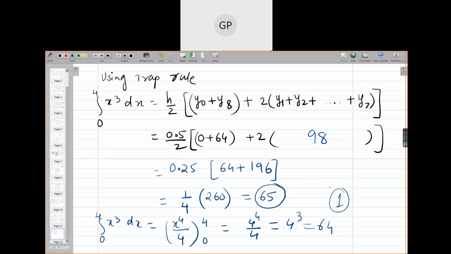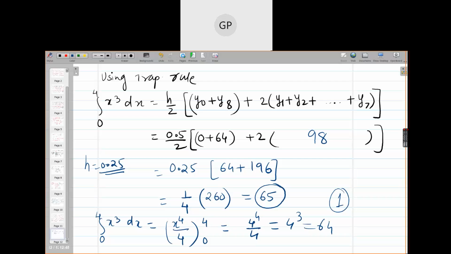Are you getting it? Yes, ma'am. So an error of 1 is mathematically big. If you want to minimize the error, you can make smaller intervals. That means you can take h is equal to 0.25. So you can take even smaller trapeziums. The number of trapeziums would be more and the error would be less in your answer. And you can modify your answer in the next rules, that is Simpson's 1/3 rule and Simpson's 3/8 rule. Have you understood trapezoidal rule?